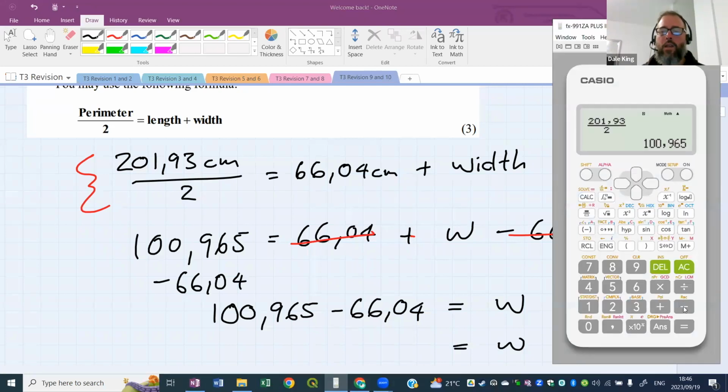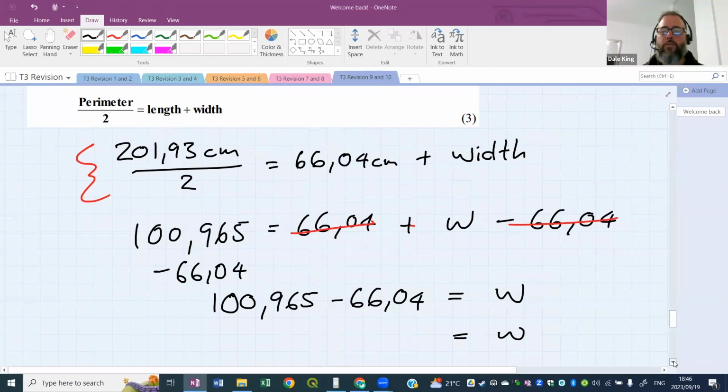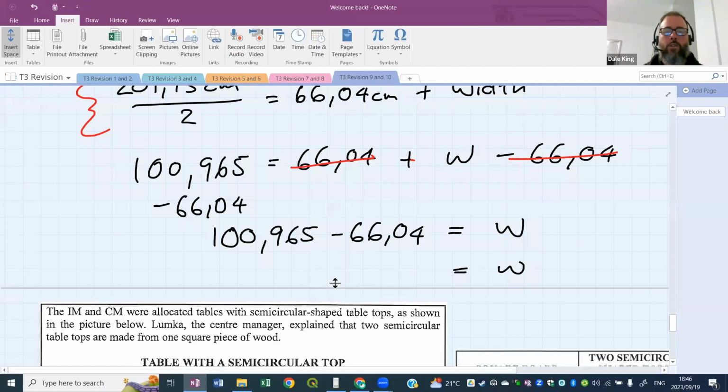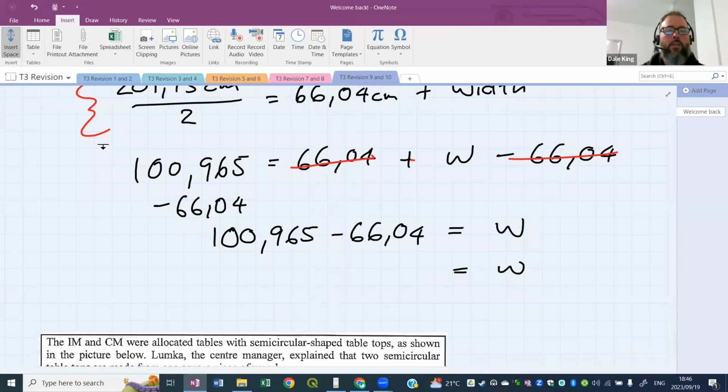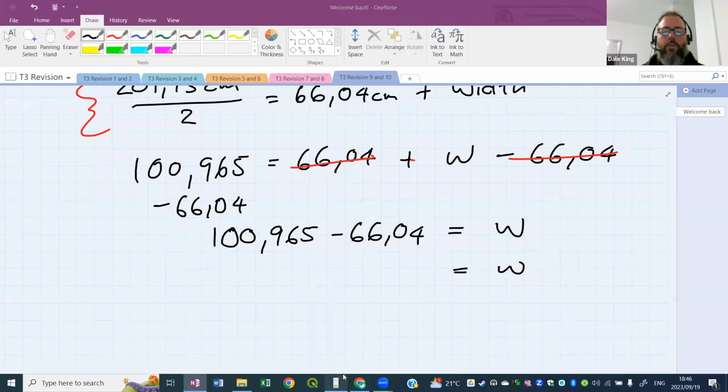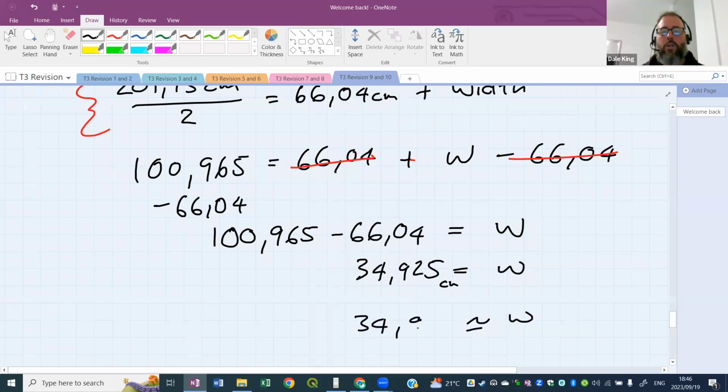So let's get it there and say minus 66.04 gives us 34.925. All right, 34.925. Yo, I'm running out of space tonight in a big way. These questions are long. 34.925, if I'm not mistaken, 34.925 centimeters. All right, and I'm going to round it off to 34.93 centimeters.